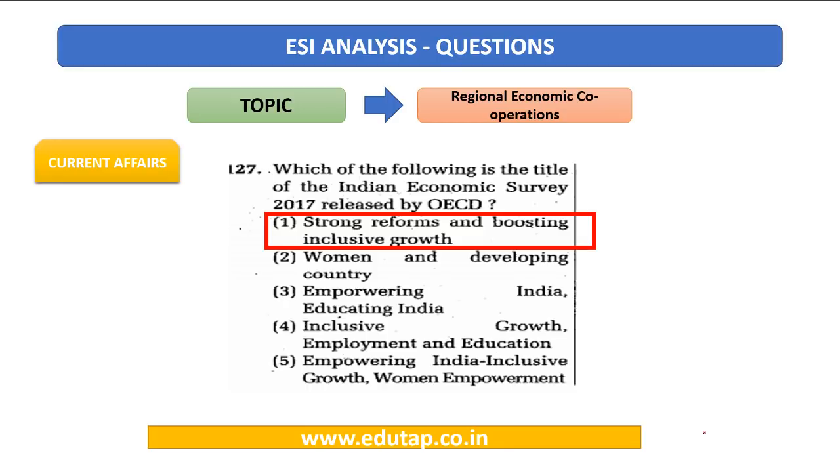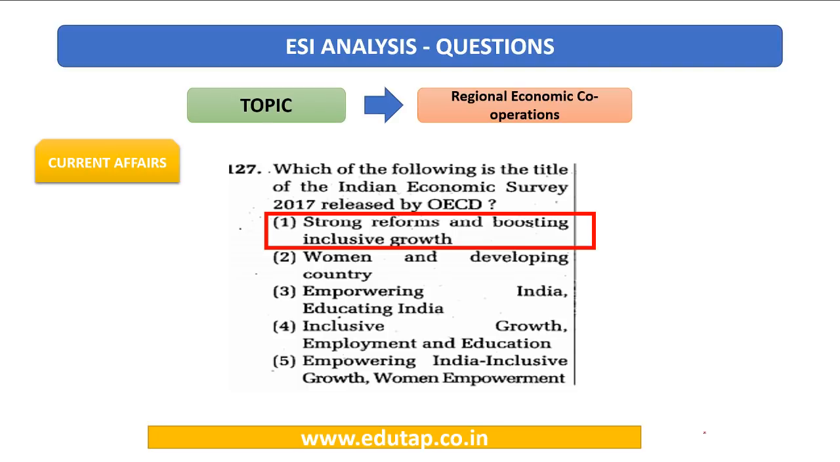Next question. So which of the following is the title of the Indian Economic Survey 2017 released by OECD? Now the answer to this question is strong reforms and boosting inclusive growth. Okay. Now this particular question can actually be linked to regional economic cooperation. This comes under the broader topic of current affairs.